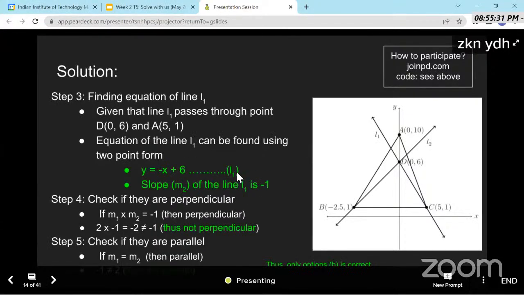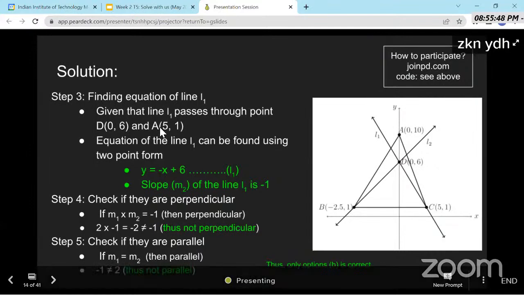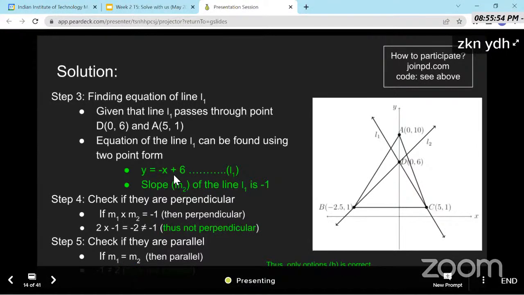So this is what we have done here as well. First of all, finding the equation of L1. As I told, it passes through D and A. Sorry, I think it's a typo here. It should be C here. It passes through D and C. And once we know that it passes through D and C, we can use this two-point form to get the answer. Then we get L1 as y equals minus x plus 6. Now you see the slope of line L1 is nothing but minus 1, right? Because you can see here, y equals minus x plus 6. So you get the slope M2 as minus 1.